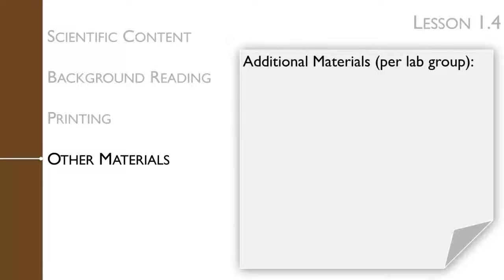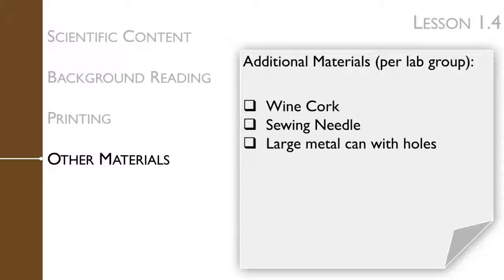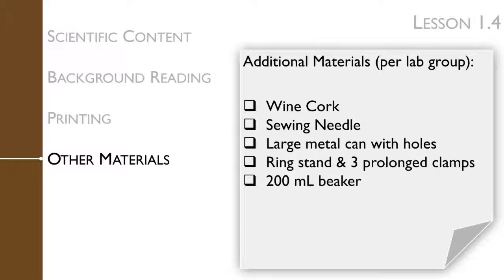For the lab, you will need materials to set up several bomb calorimeter stations. For each calorimeter station, you will need one wine cork, one sewing needle, a large metal coffee can with holes punched around the sides near the bottom rim, a ring stand with 3 prolonged clamps, a 200 milliliter beaker filled at least halfway with water, a thermometer, a lighter, and some sort of food to burn. Food that can be easily punctured with the sewing needle are best. For example, Cheetos work really well.